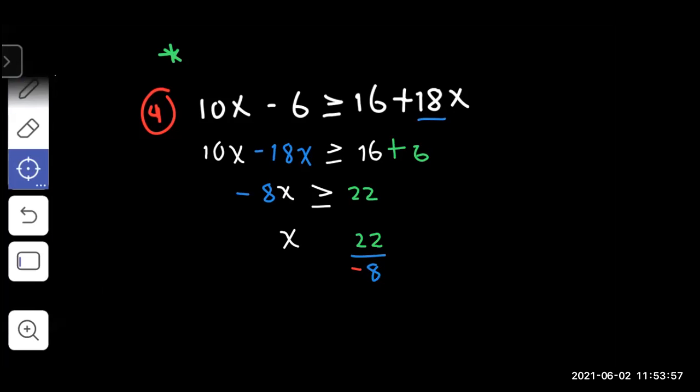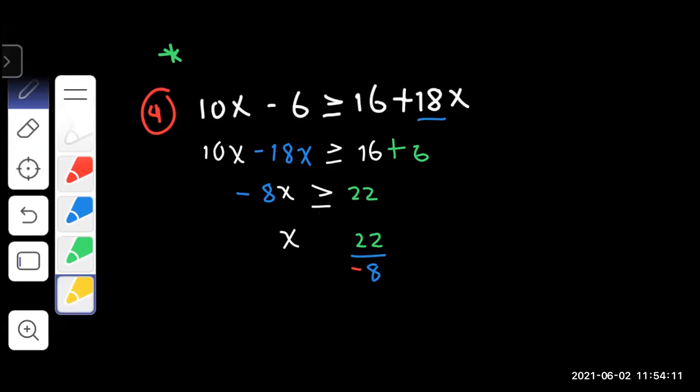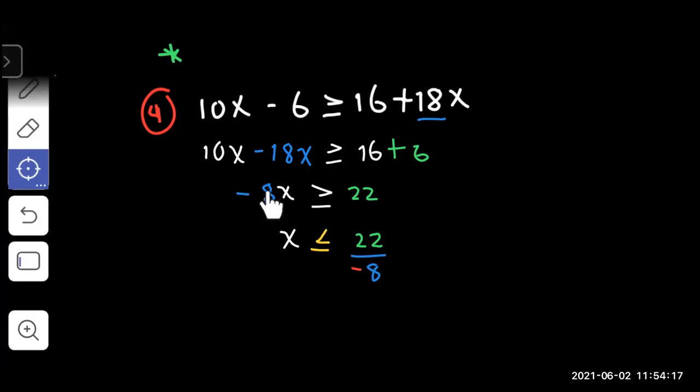Negative 8. Guys, but here's one thing. Please listen to me closely. When you divide or multiply by a negative number, you need to change the sign here. In this case, it is greater than, but now that's going to be less than. Whenever you divide by a negative number or multiply by a negative number, you flip the sign. You change the inequality sign. If it is greater than, you change it to less than. If it is less than, you change it to greater than.